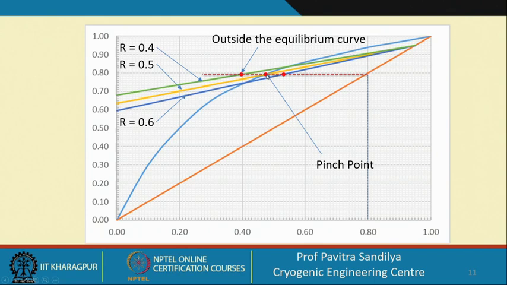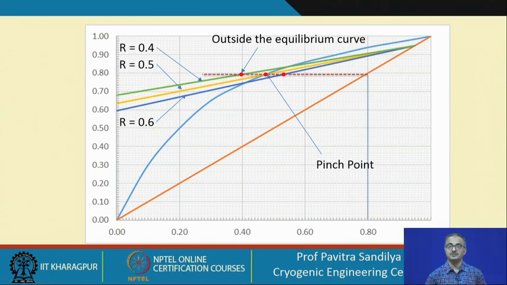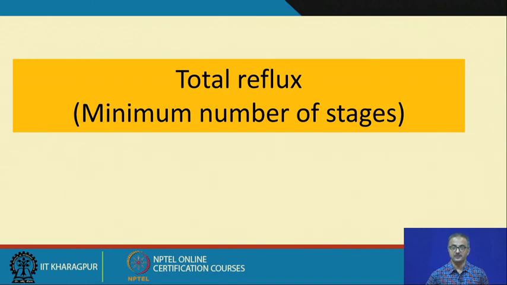Pinch point means here there is no difference between the operating line and the equilibrium curve. So whenever we are constructing the staircases, we will not be able to cross this point because it has pinched. So we say that in this case the number of stages becomes infinity, whereas this other point is not admissible because it shows the actual separation going above the equilibrium separation, which is not possible thermodynamically. That is, this particular reflux ratio is ruled out. So here we see the effect of the reflux ratio, and lastly we see the total reflux.